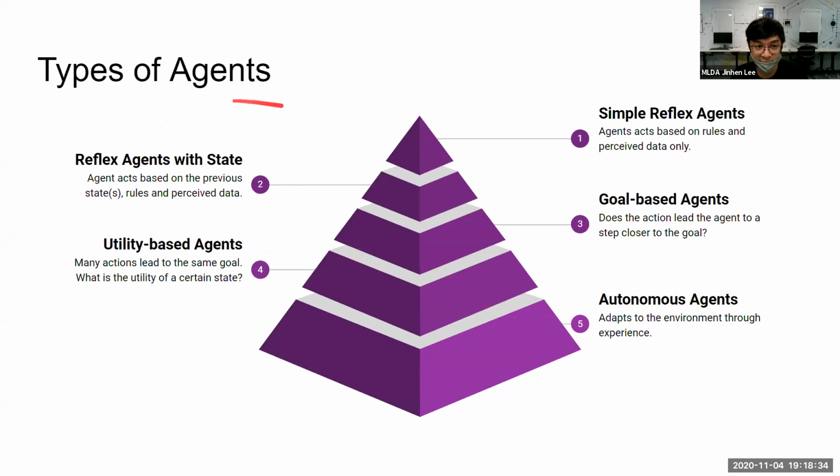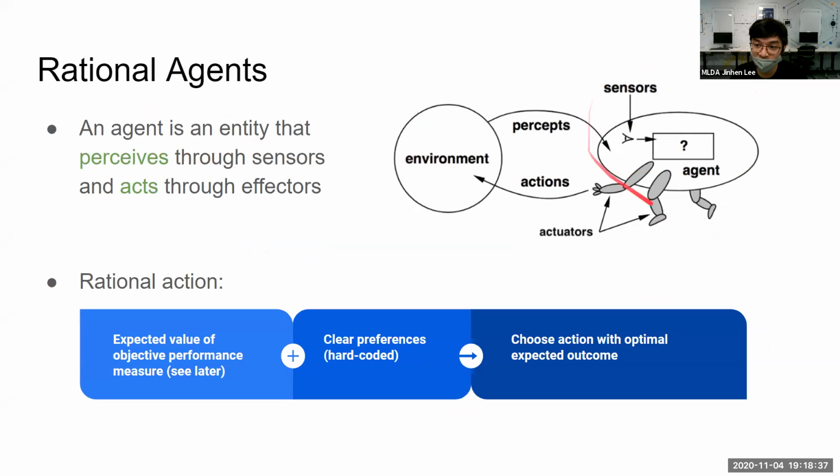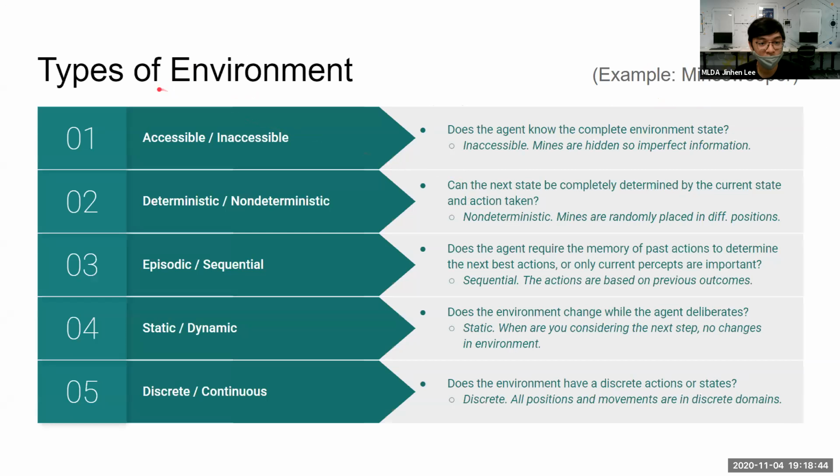If we talk about agents themselves just now, we have the agent over here, correct? Then we also need to talk about the environment, the types of environments. For this, I will use Minesweeper throughout this whole example. The first environment type we need to look at is whether the environment is accessible or inaccessible, meaning whether the agent is able to get perfect information or imperfect information from the environment.